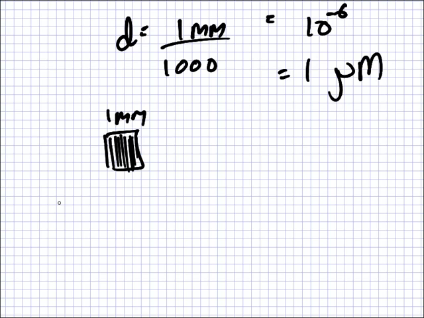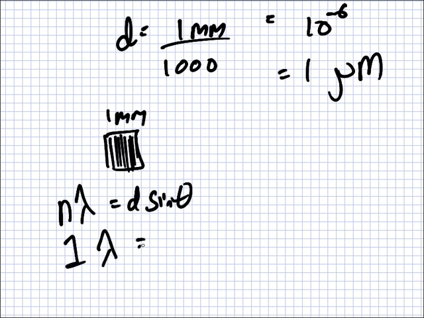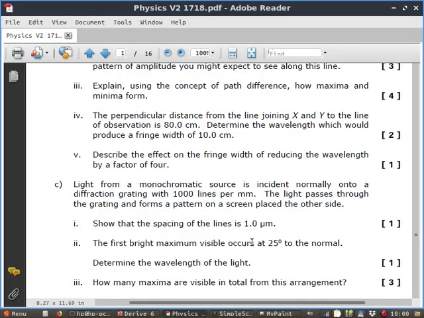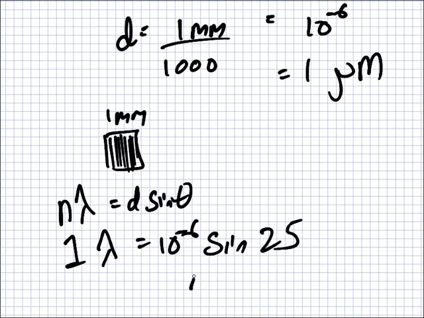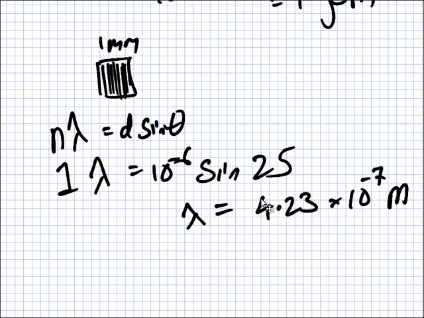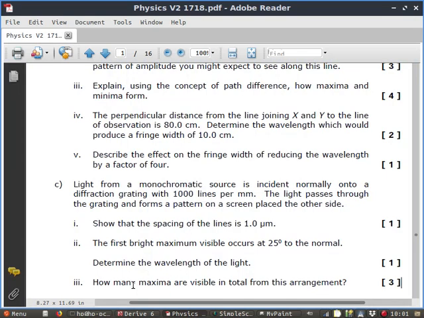What's the wavelength? Using the formula n lambda equals d sine theta. 1 lambda equals 10 to the minus 6 sine 25. So what is the lambda, please? And 10 power of minus 7. Okay. And lastly, what is the maximum?